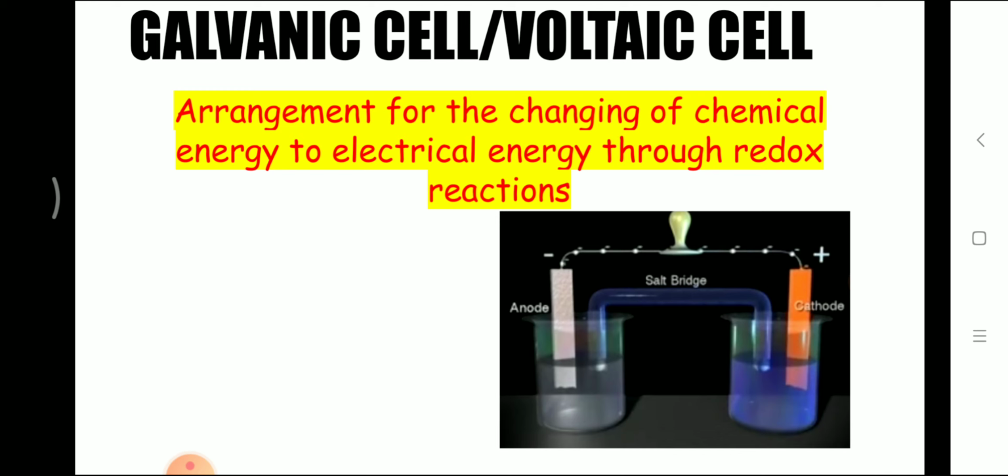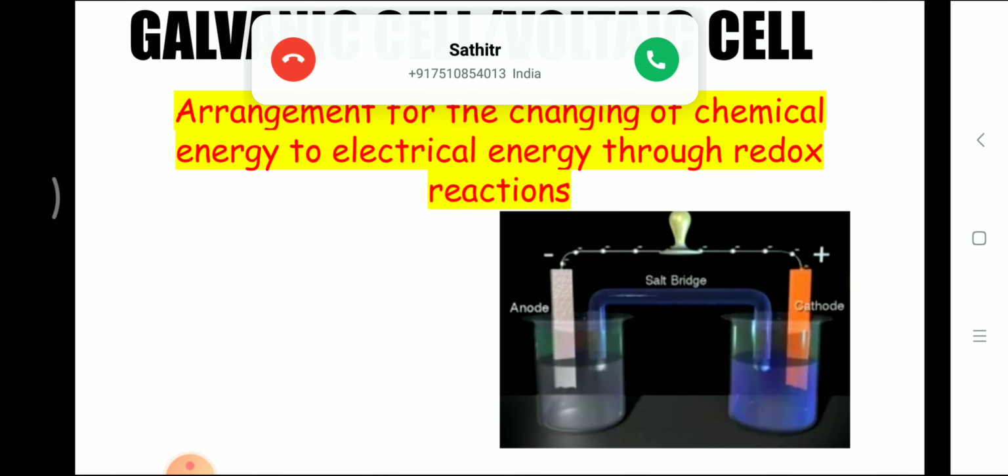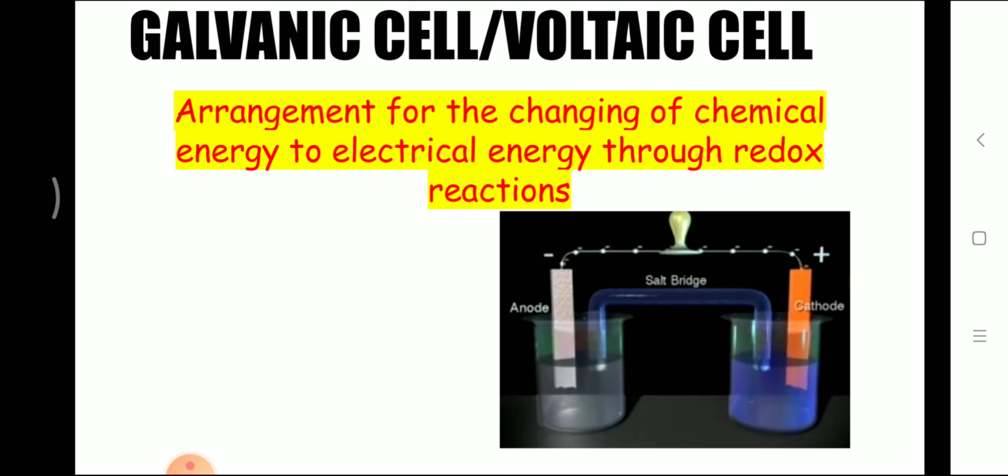What is a redox reaction? We already discussed it in the previous class. What are redox reactions? Yes, redox reactions are the reactions that involve oxidation and reduction.